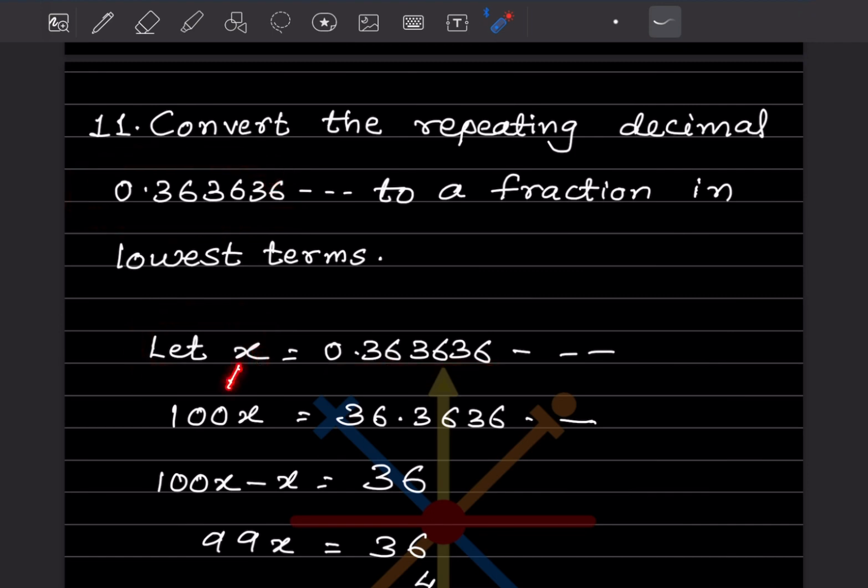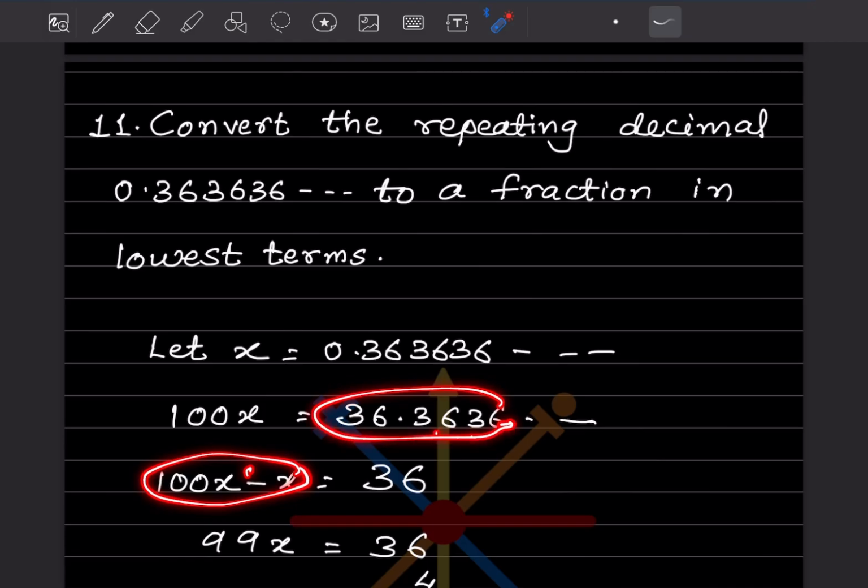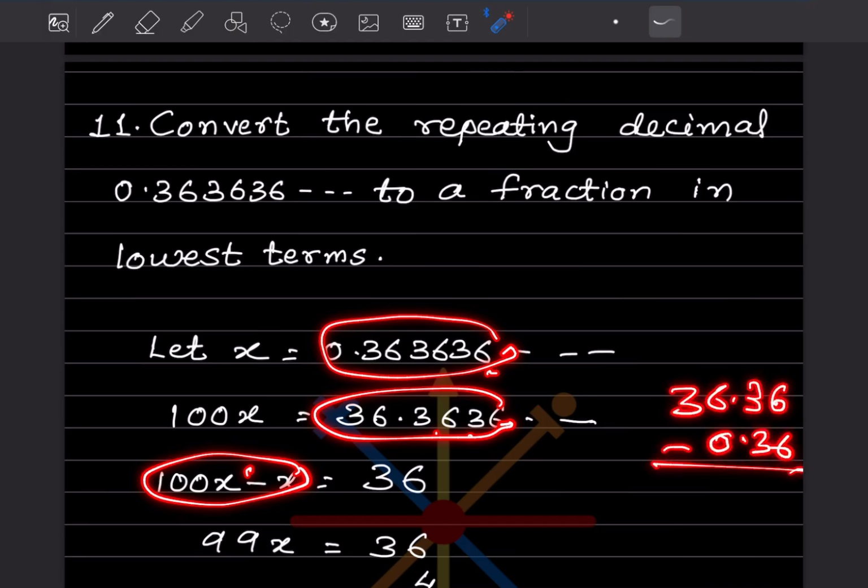If we take x is this one, so if we take 100x, so this is multiplied by 100. So same thing, this also should be multiplied by 100. After multiplying by 100, we get 36.3636 and so on. So now what will you do? 100x minus this x, that will write here, that will be 36.3636 minus this one. And when we subtract this one, 36.3636 and all, 0.3636. When you subtract this one, we get that will be 36.